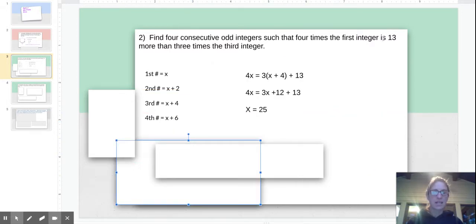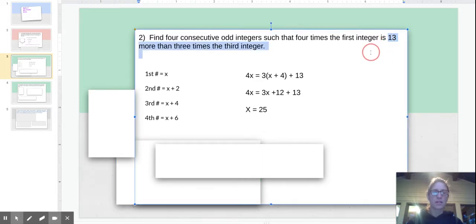Four times x equals 13 more than. So "13 more than" is a changing word, a turnaround word. I don't really want to have 13 plus; I want to have something plus 13. That's why you see this.